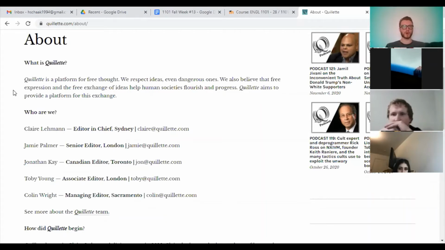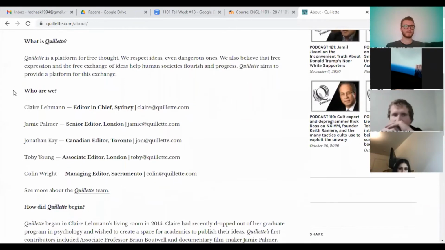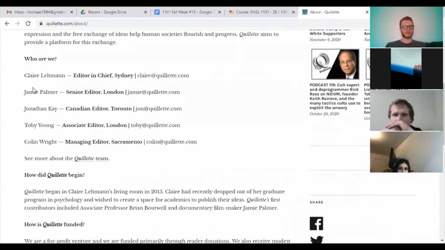But the next part, who are we? Okay, well, we can actually see who we're dealing with now, right? Claire Lehman, Jamie Palmer, Jonathan Kay, Toby Young, and Colin Wright. And it has their positions and their email addresses.